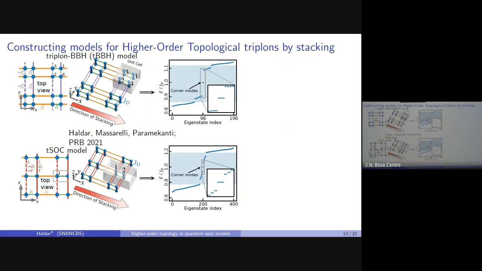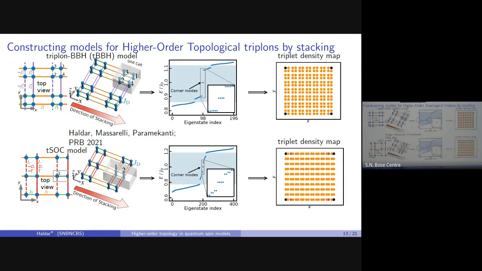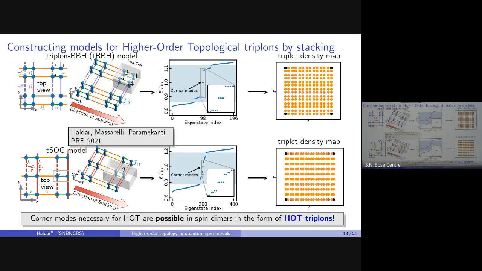We can do that very easily by plotting the triplon density distribution on the lattice. The moment you do that, you see that the black is higher. So I have this triplon density high at the corners. Same with this other one. So indeed, these are looking like corner modes that we are after, right? The takeaway message is that corner modes necessary for higher order topology are indeed possible in spin diamonds, and we call these corner modes hot triplons, higher order topological triplons. So we have coined this term for this.